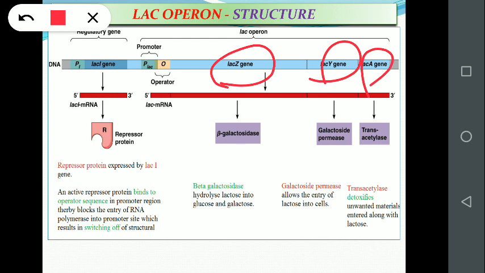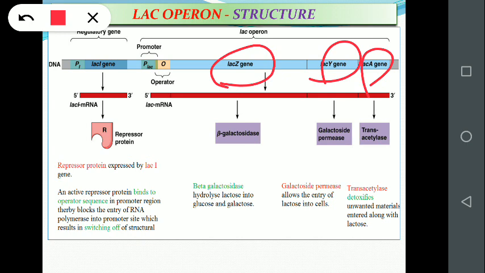So these genes are known as structural genes because the gene products are participating in the metabolism of lactose. These are the essential enzymes for the metabolic process. They are transcribed and translated to form the end product, that is the proteins. So these are known as the three structural genes. These three structural genes are present side by side in a sequence, so it became like a cluster of genes.